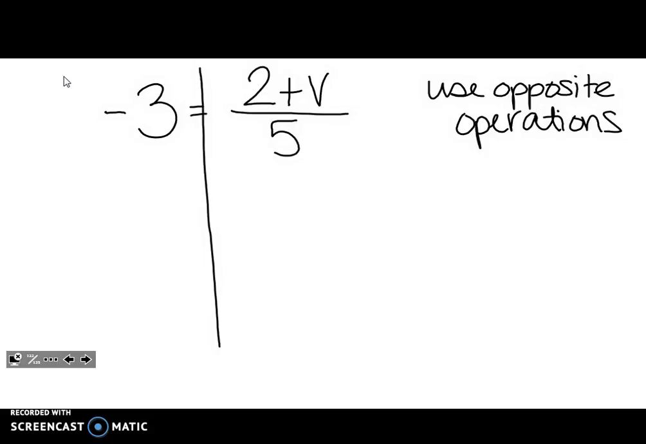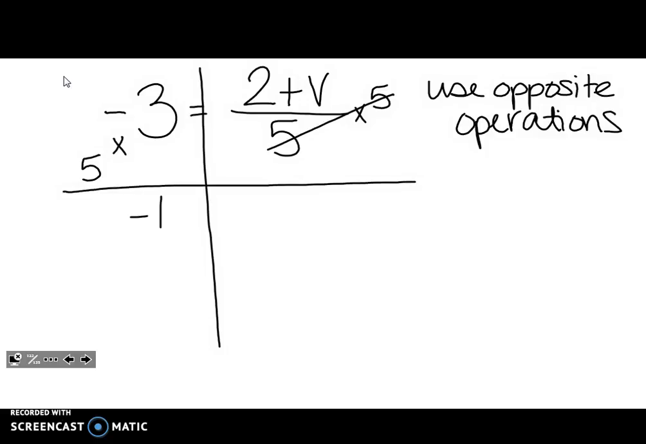So guys, again, this is 2 plus v divided by 5. I have to reverse the division problem first. So I'm going to multiply the 5 to the other side. I get negative 15 equals 2 plus v.